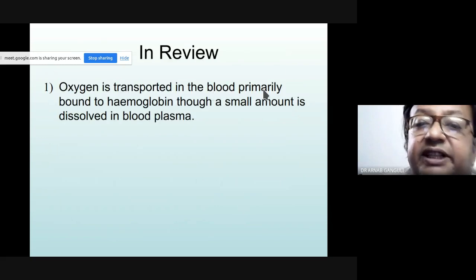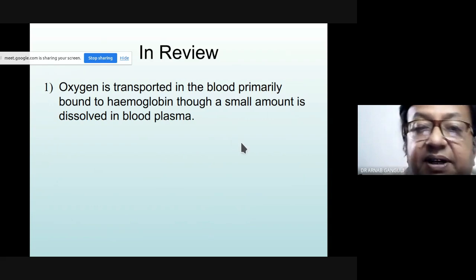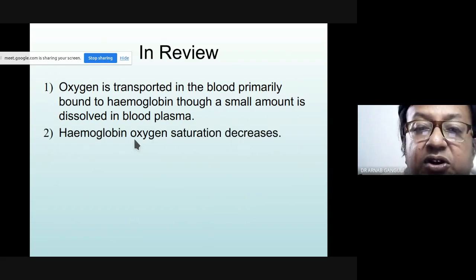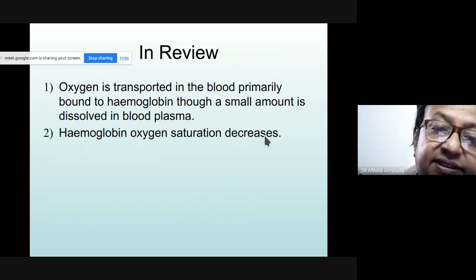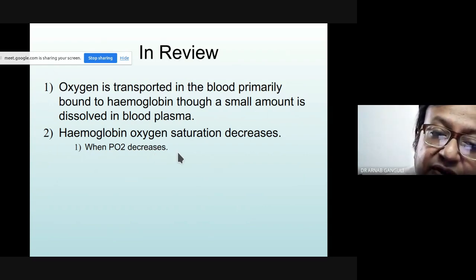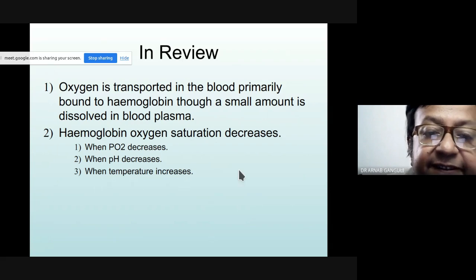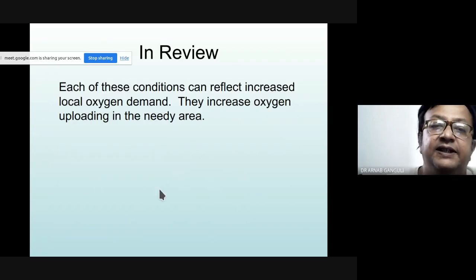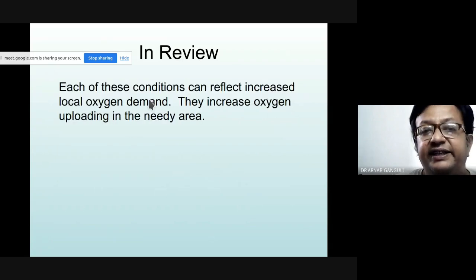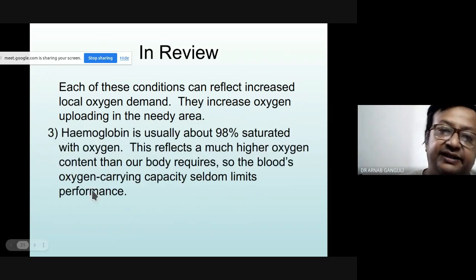Oxygen is transported in the blood primarily bound to hemoglobin, though a small amount is dissolved in plasma. Hemoglobin oxygen saturation decreases, okay, when PO2 decreases, when partial pressure of oxygen decreases, when pH decreases, when temperature increases. Each of these conditions can reflect increased local oxygen demand. They increase oxygen unloading in needing areas.